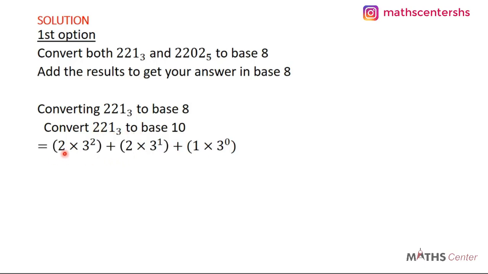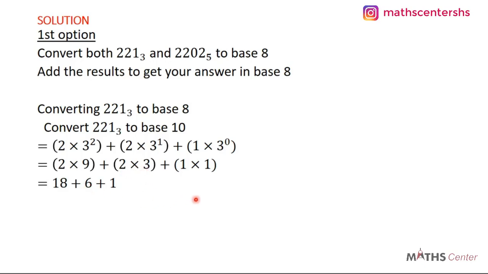That is going to give us 2 times 3, 2 times 3, 1 times 3. Then you order them, so you have 0, 1, 2. So 2 times 3 squared is 9, 2 times 3 exponent 1 is 3, 1 times 3 exponent 0 is 1. So 2 times 9 will give us 18, 2 times 3 will give us 6, 1 times 1 will give us 1. So 18 plus 6 plus 1 will give us 25. So we have now converted 221 base 3 to base 10.